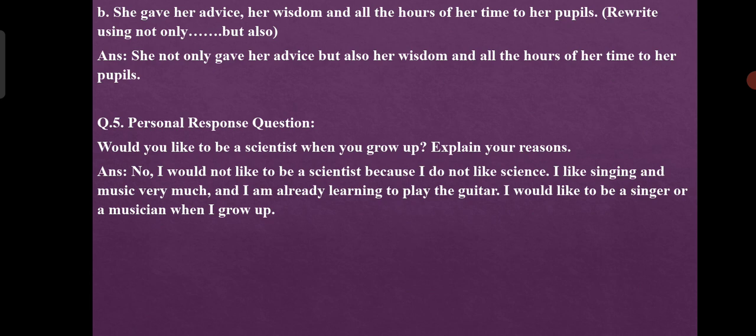See, children, after each paragraph, whether it is a seen passage, seen poem, or unseen poem, one personal response question has to be there. Okay, and it will be there. So you have to give what is your response, what is your thinking, what is your perception. Okay, so the question is, would you like to be a scientist when you grow up? Explain your reasons. So, children, everyone is aware that I am a teacher, but I am not going to write something like I am a teacher.